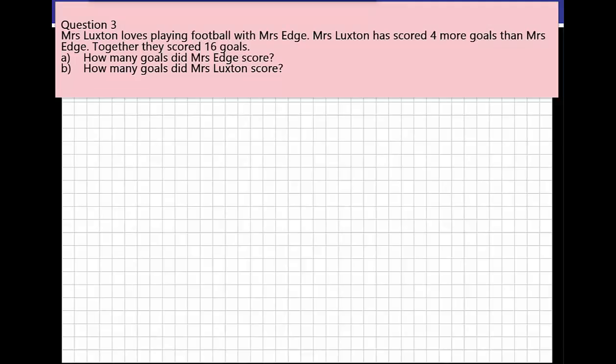Question 3. The first thing we need to find out is who scored the fewest amount of goals. If you look at the question, Mrs. Luxton has scored 4 more than Mrs. Edge. So Mrs. Edge has scored the fewest, as Mrs. Luxton has scored 4 more. So the first thing we're going to do is to create 2 labels, the first label being Mrs. Edge and the second label being Mrs. Luxton.